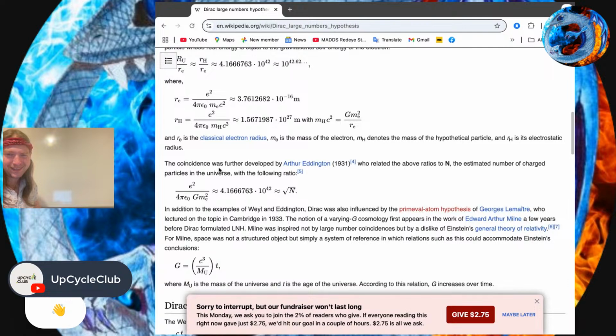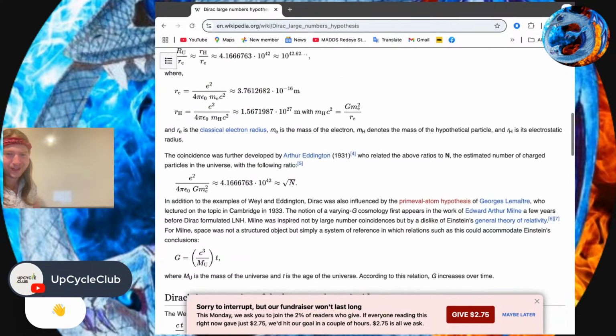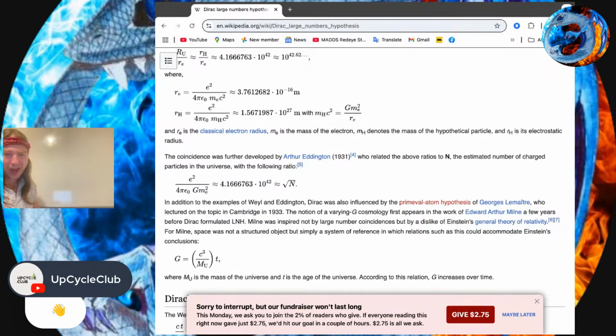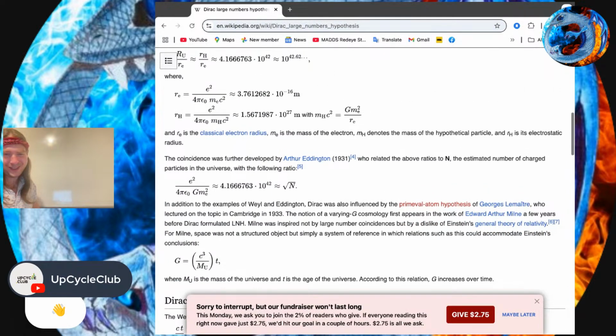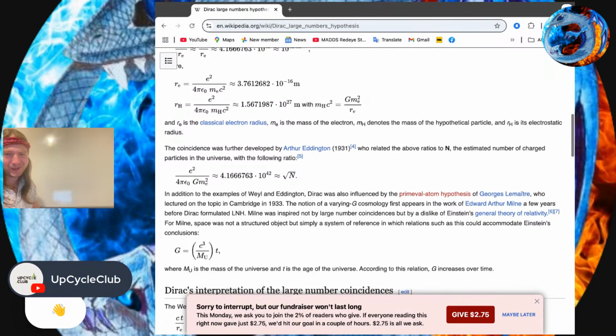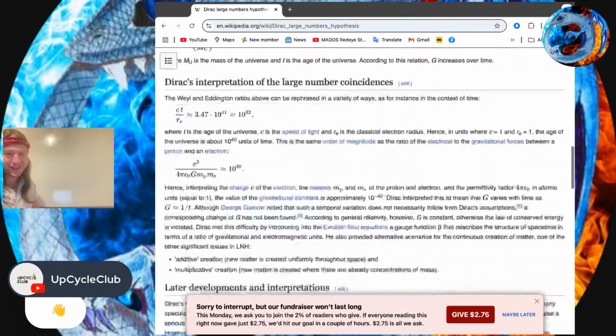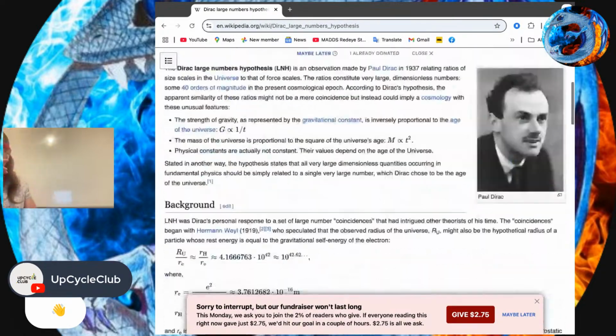And this was Arthur Eddington's conjecture for the number of charged particles. Is that true? I'm pretty sure most folks don't think so. Again, it could be totally wrong, could be totally right. But it's an interesting thing. I know, what is it?